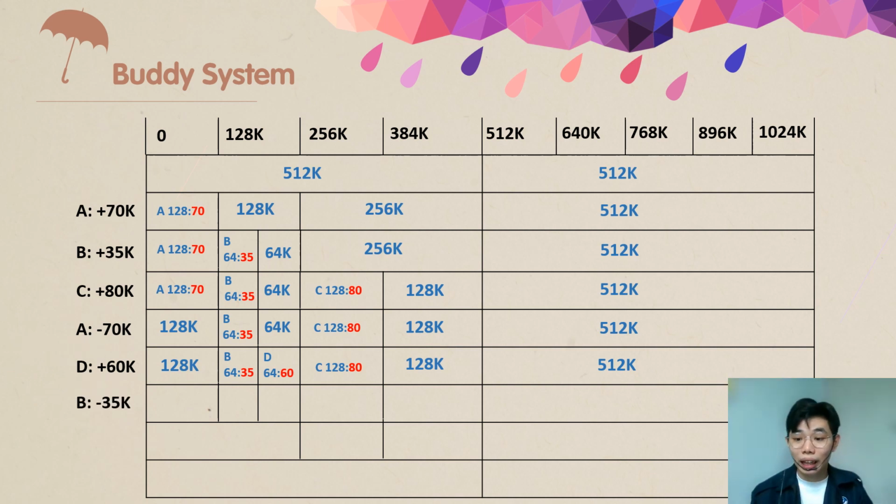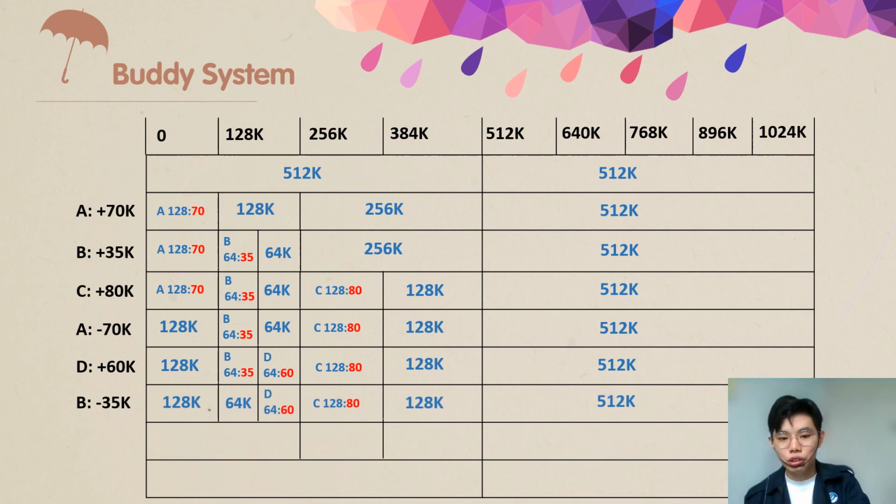Like what I was explaining just now, negative 35 means the release of the memory block. So now I say B wants to release this 35k from this memory. It will search for 35k, and I'm searching the second box, right? So it will just release this 35k, and this 64k is now available and is not captured by any block.